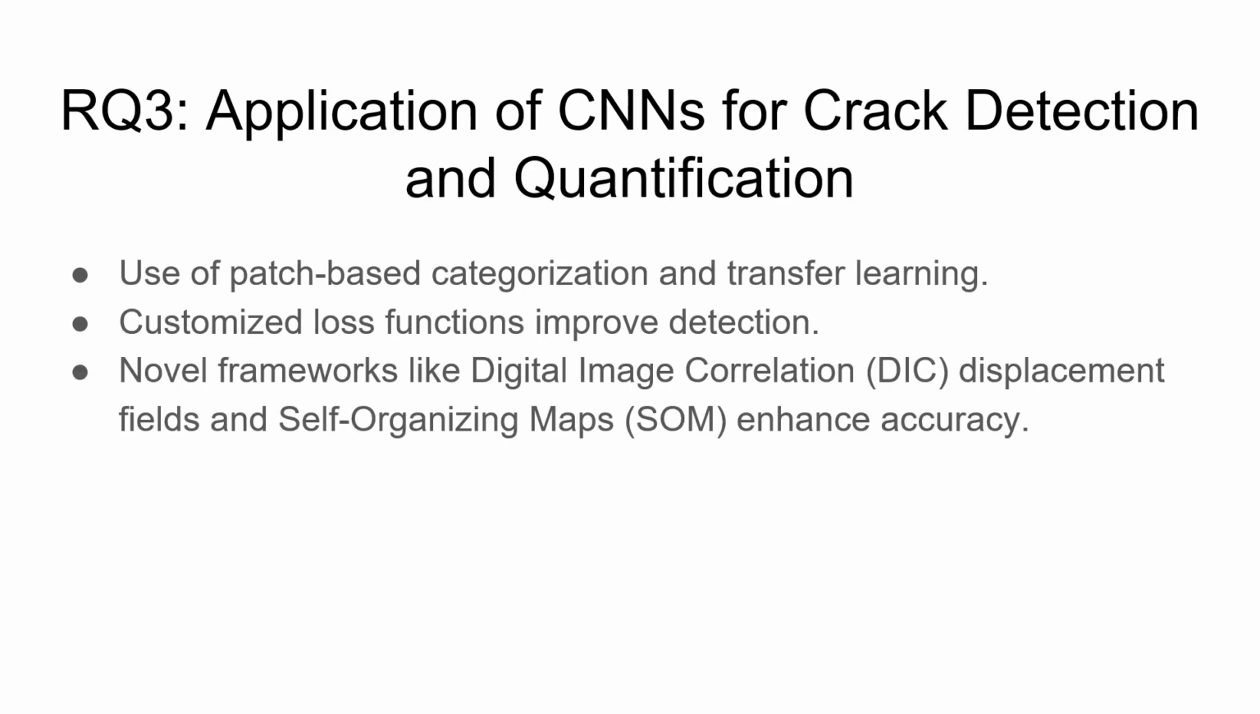Now, for research question 3, when examining how CNNs can be applied to detect and quantify cracks, we found that patch-based categorization and transfer learning from pre-existing architectures are effective approaches. Customized loss functions tailored to crack detection also improve accuracy. Additionally, innovative frameworks like digital image correlation, displacement fields, and self-organizing maps further enhance detection and quantification accuracy.